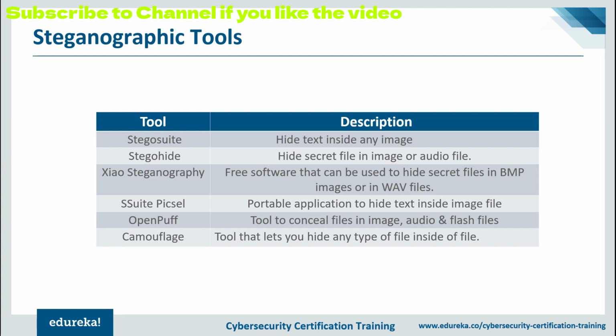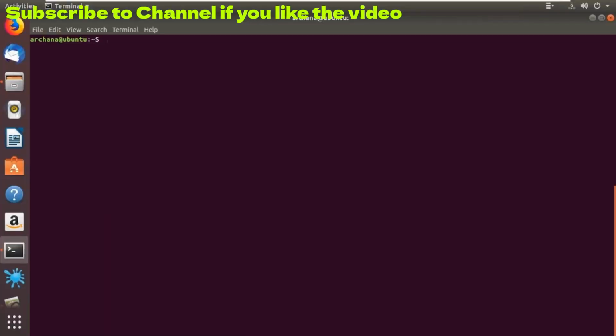So there we go, guys. Let's begin with Steghide. Let's go back to our Ubuntu. Steghide is an open source steganography software that lets you hide your secret file in an image or audio file. You will not notice any change in the image or audio file. It is a command line software. Therefore, you need to learn the command line to use this tool.